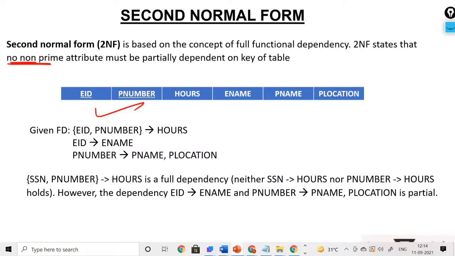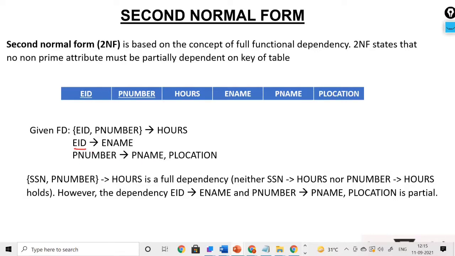So what is the definition? 2NF states that no non-prime attribute must be partially dependent on the key of a table. That is, they should not be partially dependent on the key of a table. Let me tell you one thing very clearly. Let's see what this means. Suppose you have the functional dependencies: EID, P number determines hours, EID determines E name, and P number determines P name and P location.